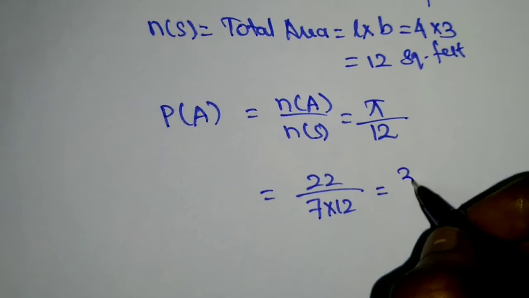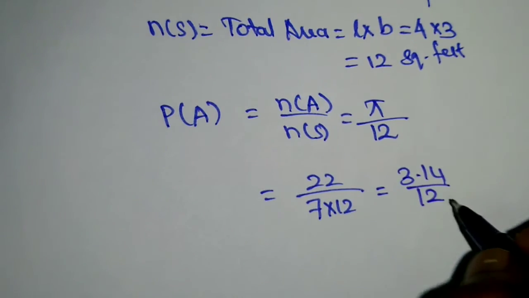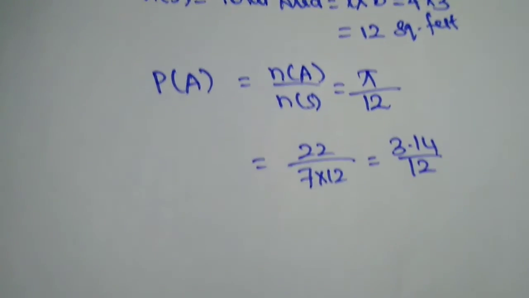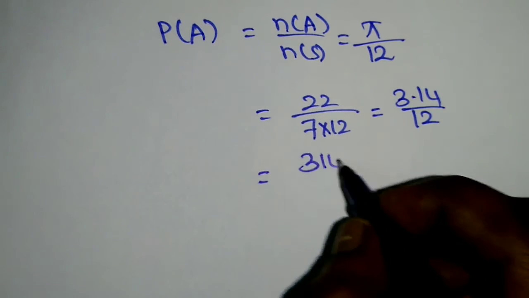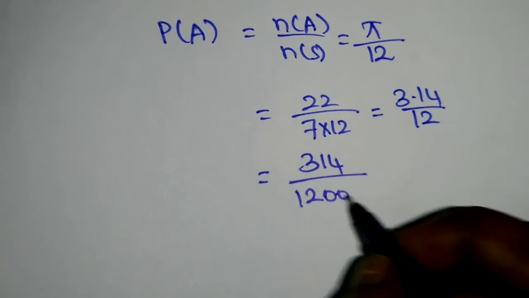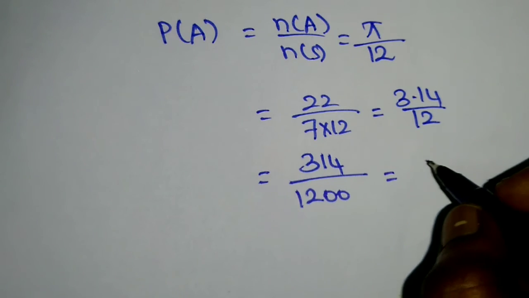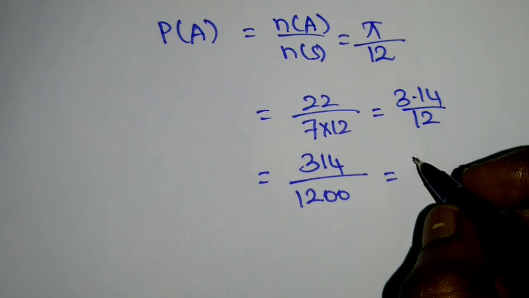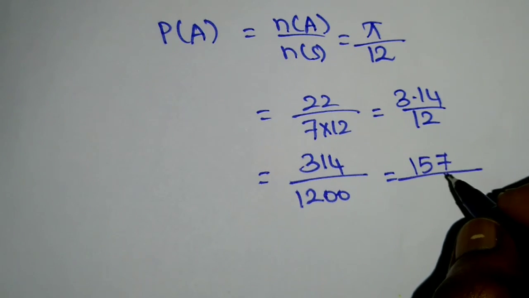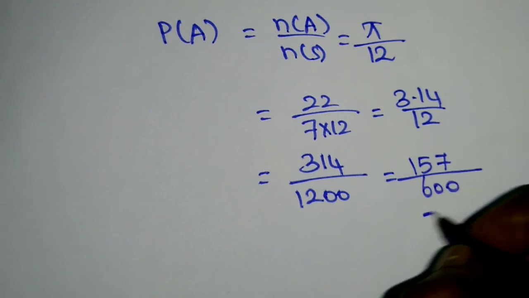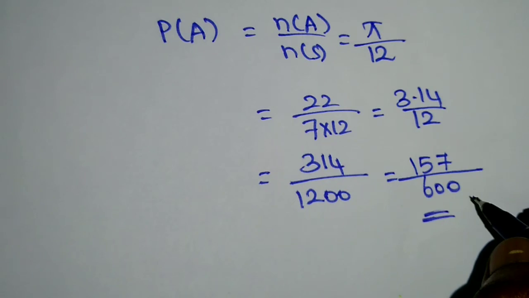Or it can be 3.14 divided by 12, and without the decimal point we get 314 divided by 1200, and if this gets cancelled we get 157 divided by 600. Okay, this is the probability of getting a win.